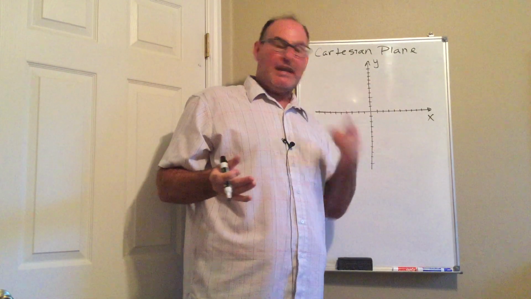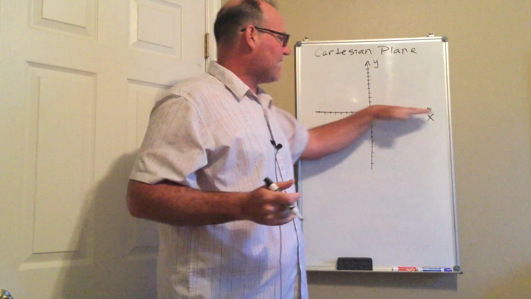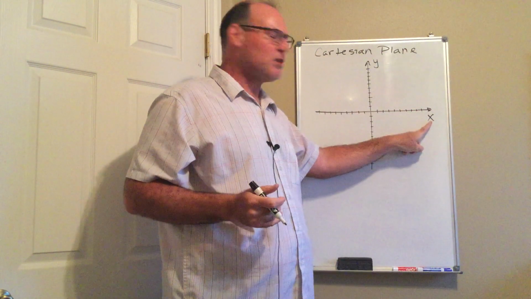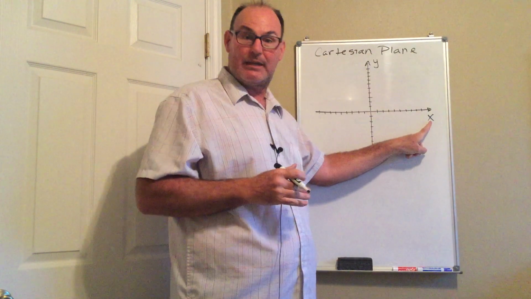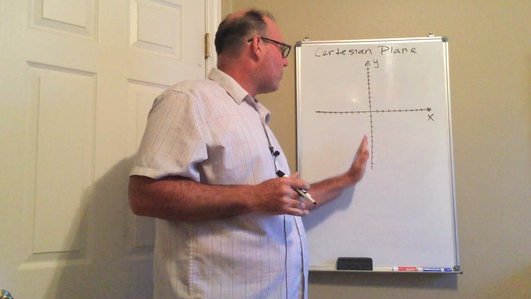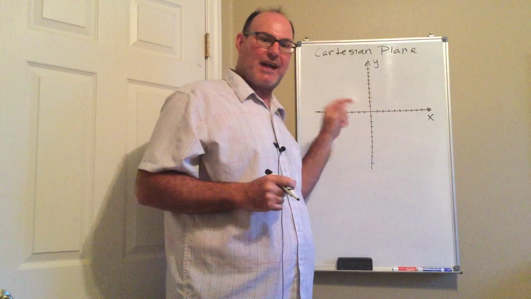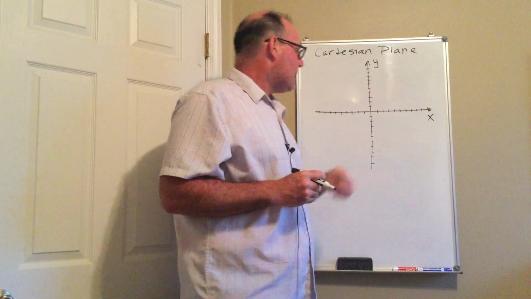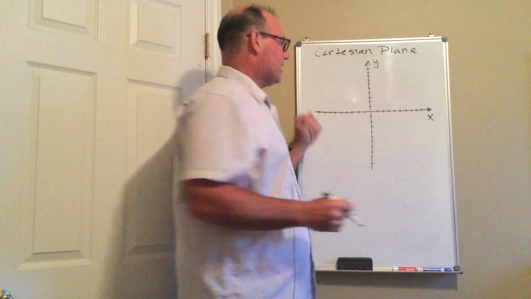The Cartesian plane is formed when you have an axis going left and right. This is always going to be the x-axis. It's just like the number line. And now we combine that with an axis going straight up and down. That is the y-axis.